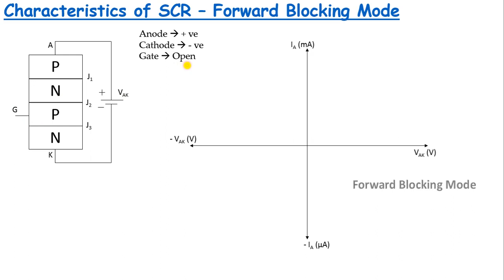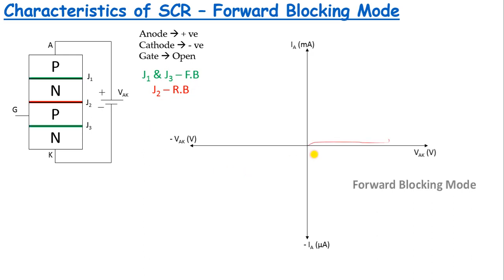Now we can see what will happen if you increase this VAK from 0 volts onwards. Before that, you have to remember, because of this kind of supply connected to the anode and cathode terminals, this leads to forward biasing of junctions J1 and J3 and reverse biasing of junction J2. So under this mode, junctions J1 and J3 are under forward bias condition, whereas junction J2 is under reverse bias condition.